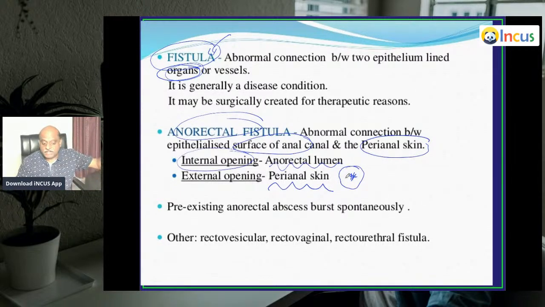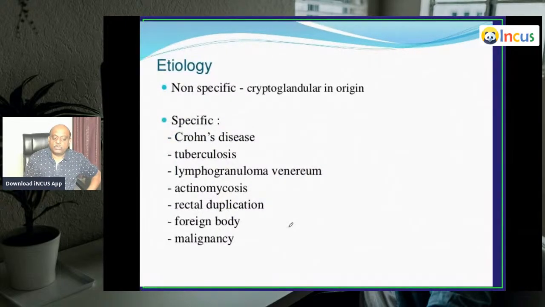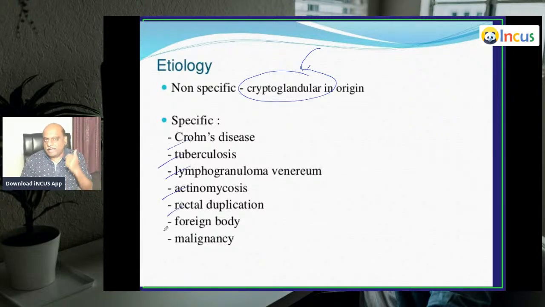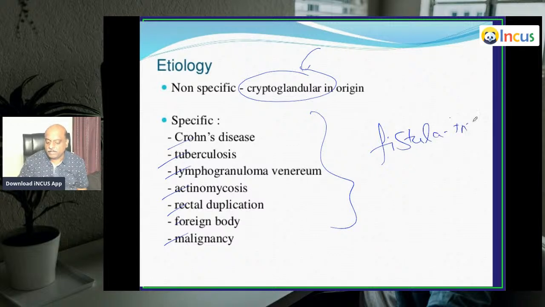Sometimes a pre-existing anorectal abscess can burst spontaneously and open up a fistulous tract. If you look at etiology, a lot of times it is the anal crypts which have the glands, and from there this fistulous tract originates. But Crohn's disease, TB, LGV, actinomycosis, rectal duplication, foreign body, malignancy, any of them can be the predisposing factor for fistula in ano, is what you need to remember.